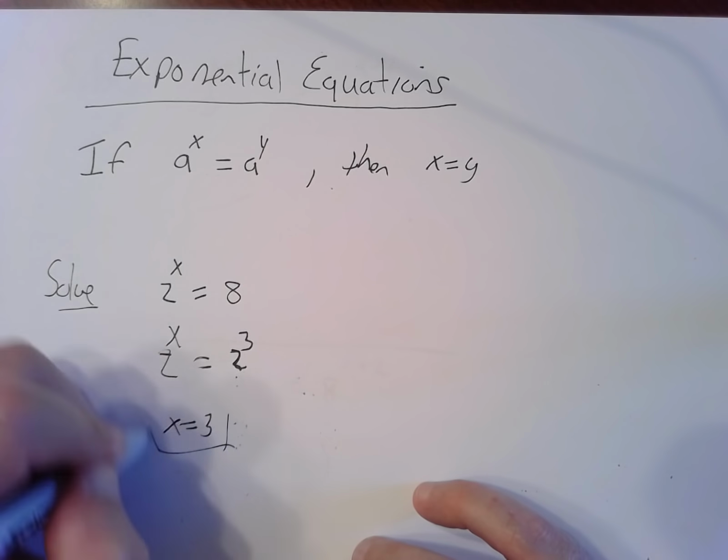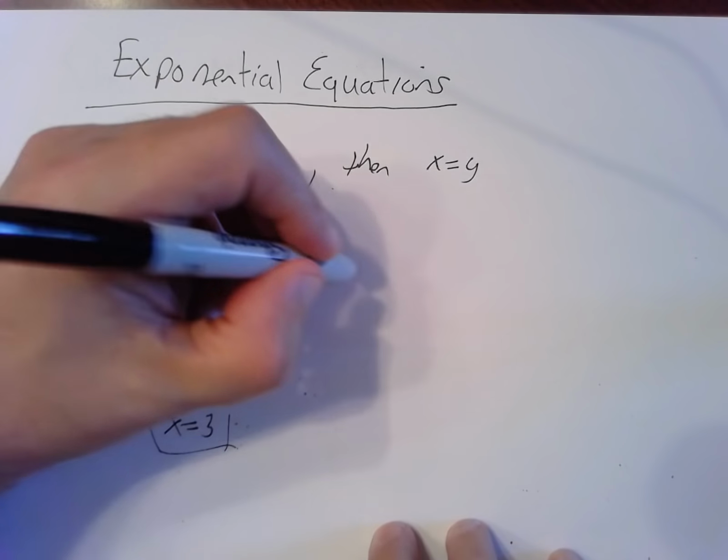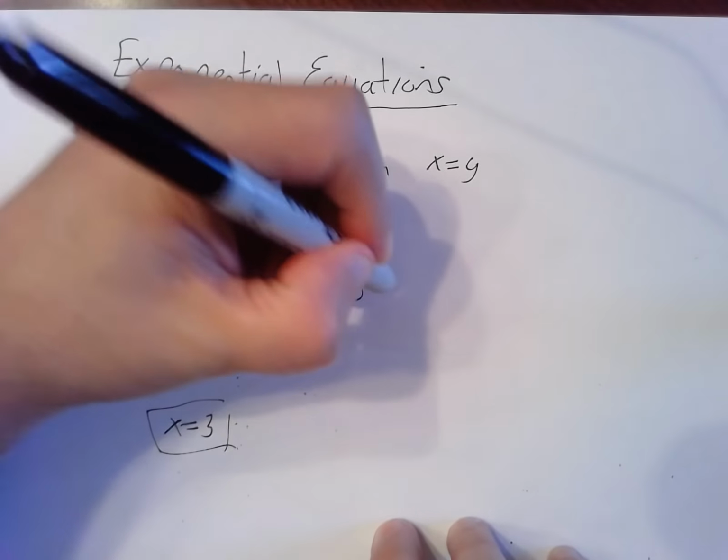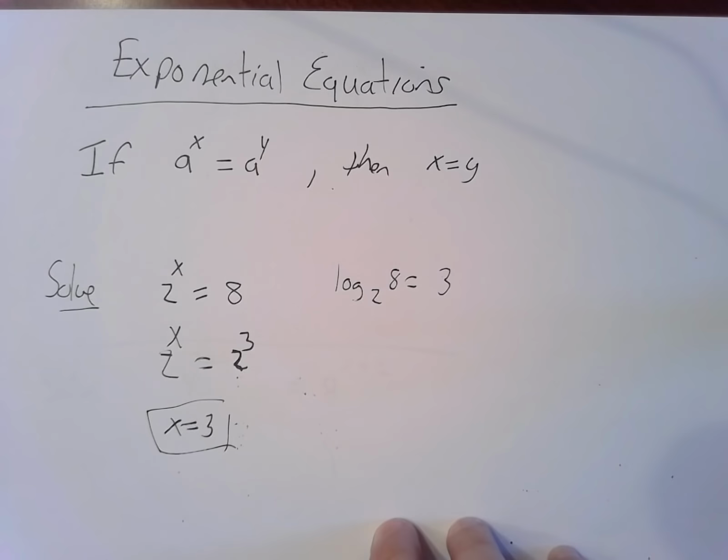In a sense, all we really did was convert to logarithmic form here. We just thought, oh, well, log base 2 of 8 equals 3. It's really all we're doing, converting to logarithmic form.